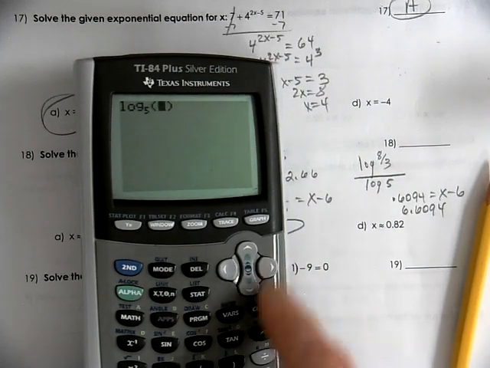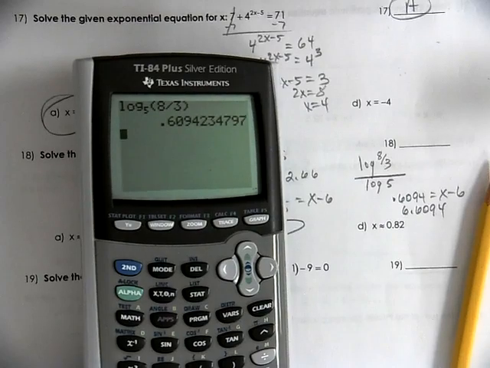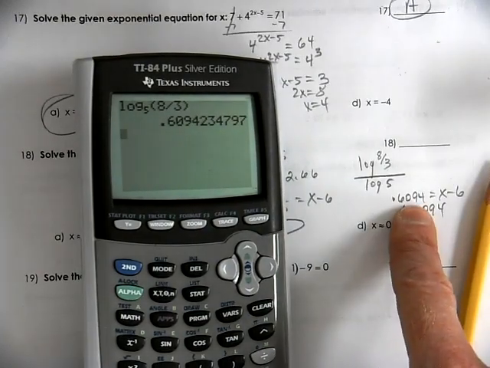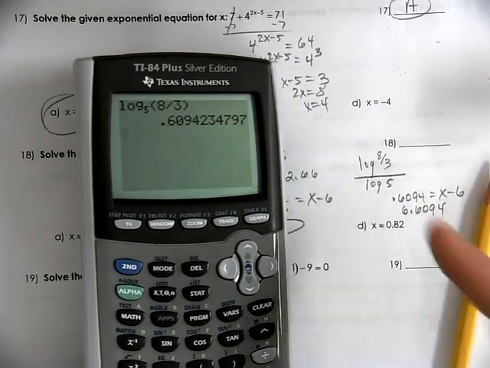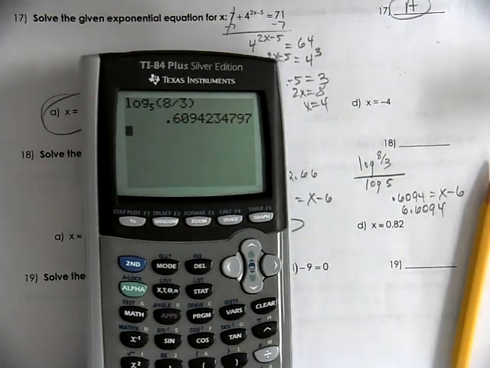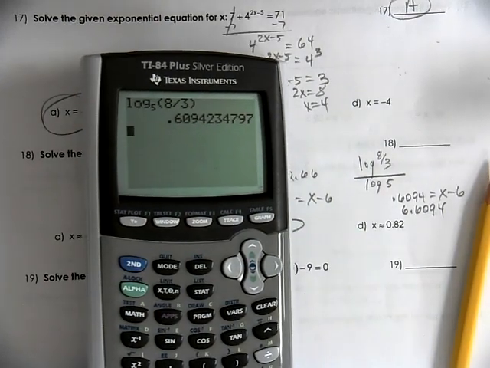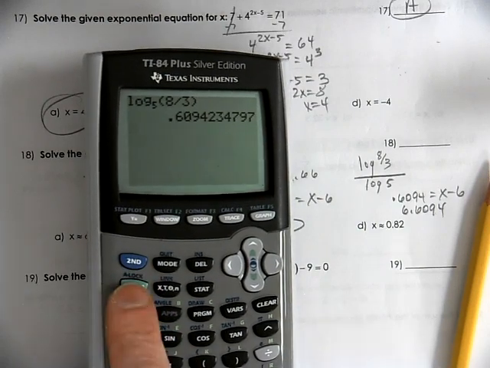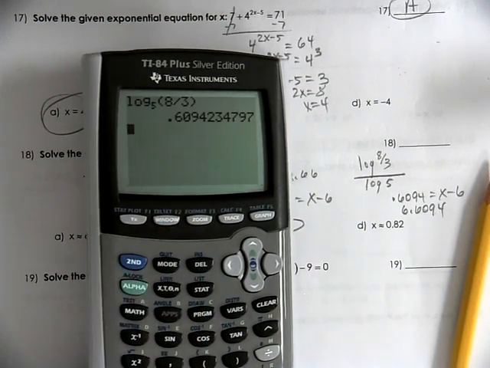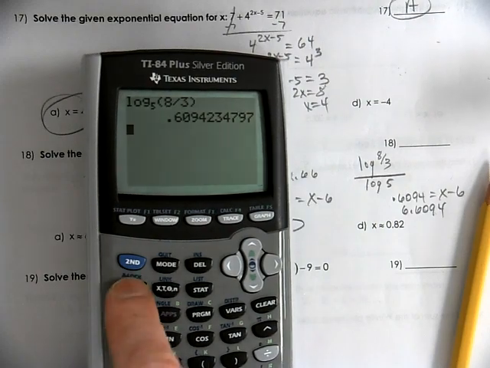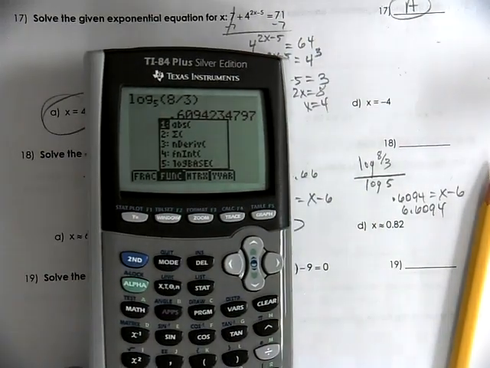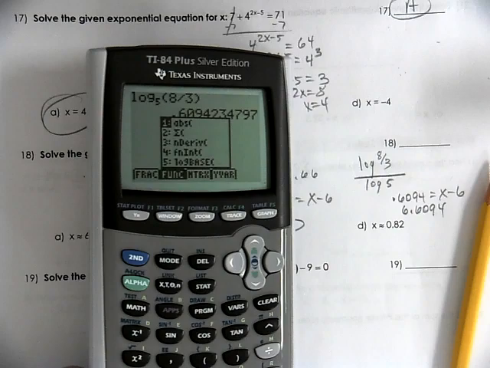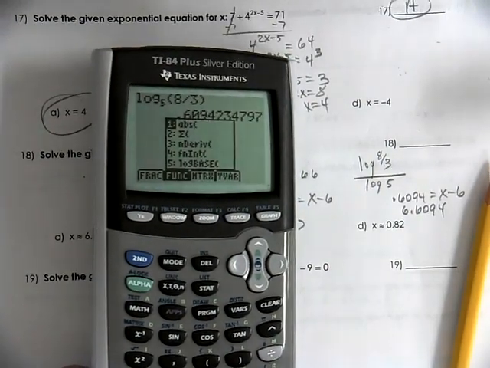What was that, a base of 5? Of 8 divided by 3. And you'll get that same number we did earlier. I don't know if that's easier. Change the base formula. Whatever. 2 different ways to do it. Alpha F2. And you'll see it there as number 5. Has the base.